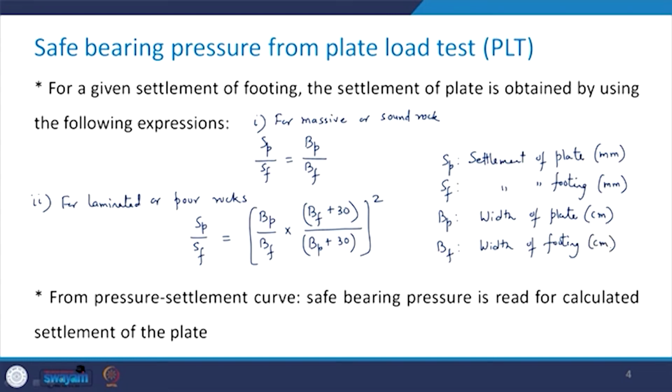So, from the pressure versus settlement curve, you can obtain the safe bearing pressure for this calculated settlement of the plate. So, here we need to know the settlement of the footing, which can be taken as, let us say, the permissible value, and you can find out what is the value of the plate settlement, and from the pressure versus settlement curve, whatever is the settlement of the plate that you get, you read from the pressure settlement curve and you can obtain the safe bearing pressure.